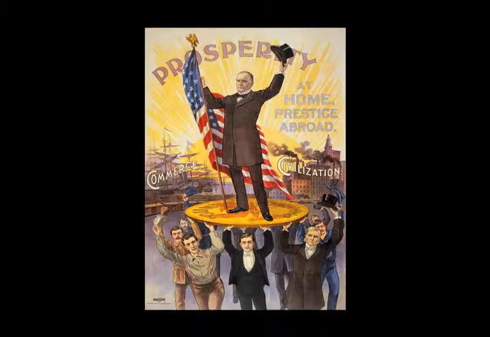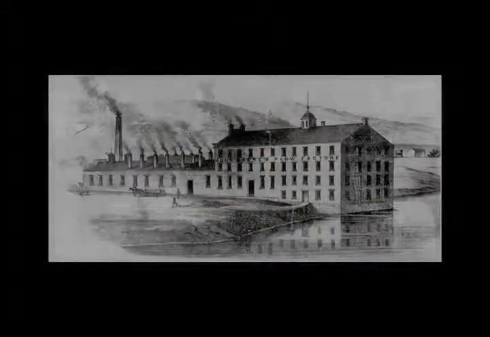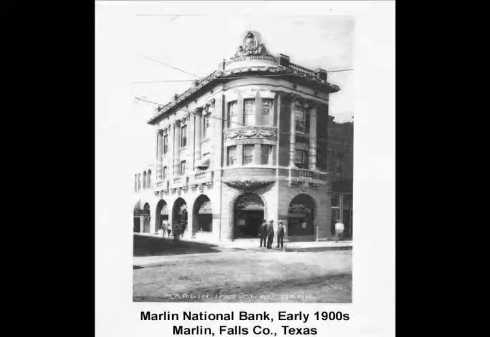McKinley supported gold being the main species as he thought silver would inflate the economy. He also believed in strong industrialization and banking. The morning of the voting, here is what some people had to say.